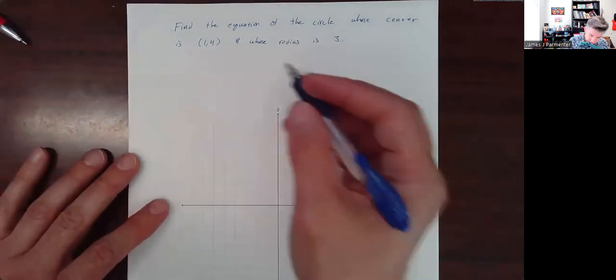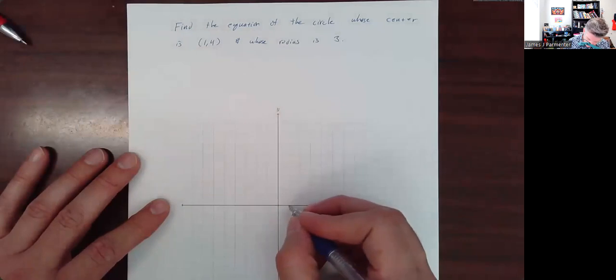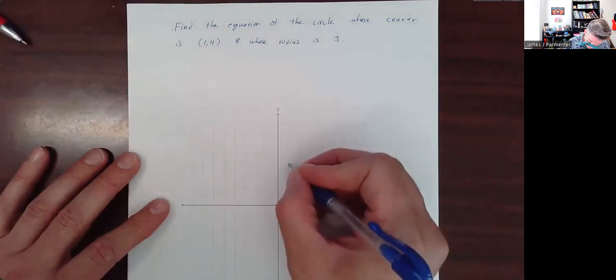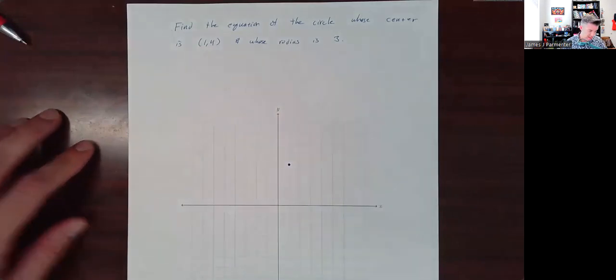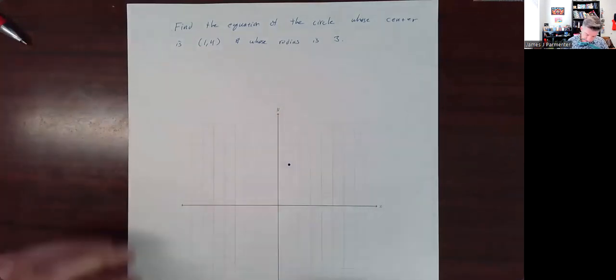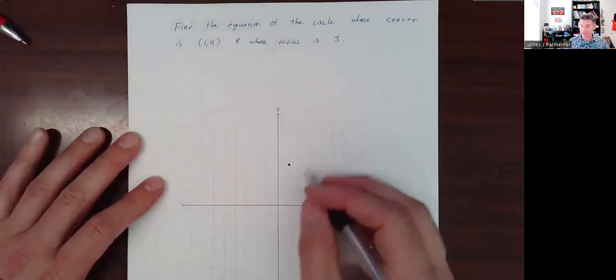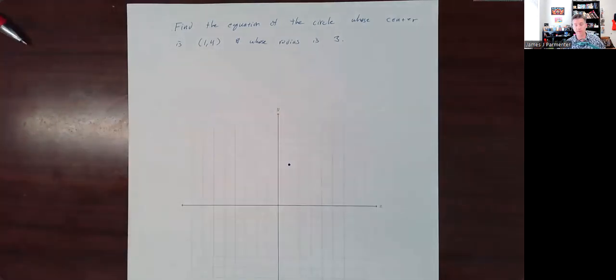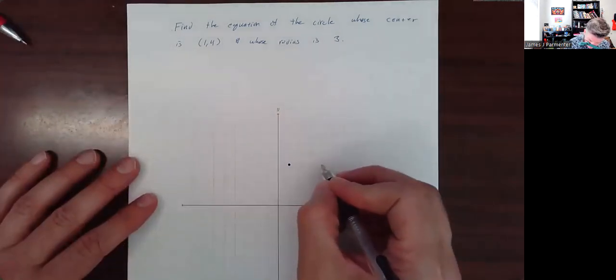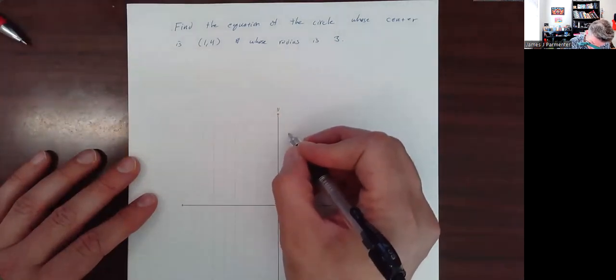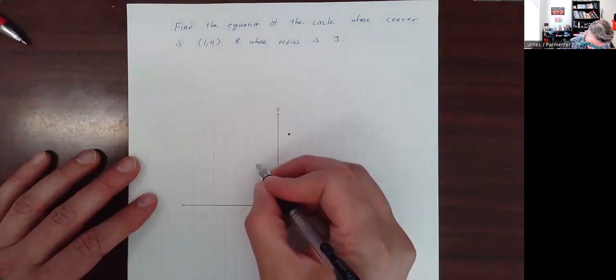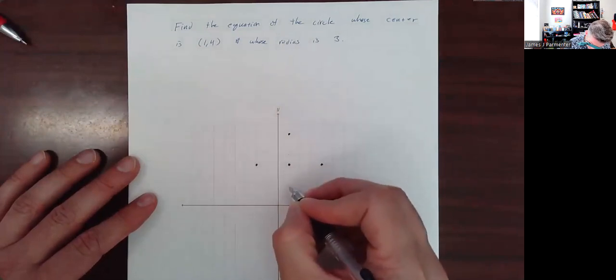So center is 1 comma 4, so over 1, up 4. There's the center, which technically isn't a point on the circle, and the radius is 3. So I'm going to go 3. When I draw a circle, I like to go 3 in each of the 4 directions: up, down, left, right. So I'm going to go 1, 2, 3 to the right, 1, 2, 3 up, 1, 2, 3 left, 1, 2, 3 down.